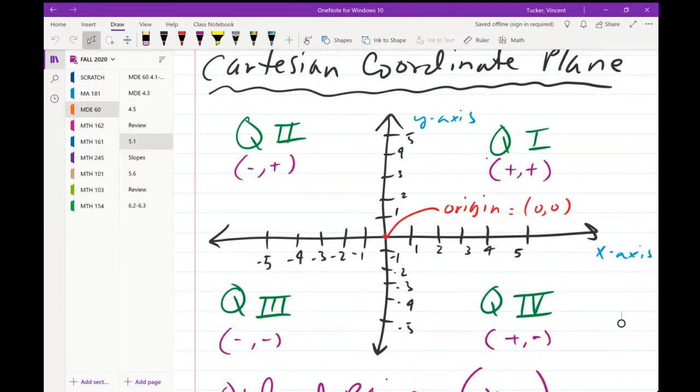Where you have your two axes, you have your horizontal axis and your vertical axis. Your horizontal axis is your x-axis. Your vertical axis is your y-axis. Where they intersect is your origin. It has the coordinates of 0, 0.